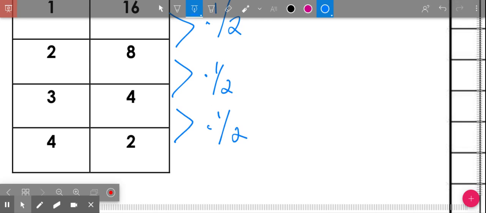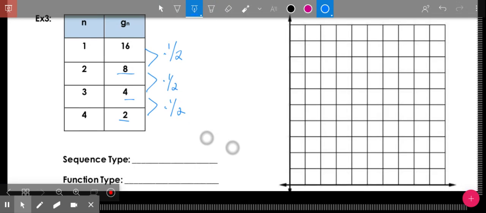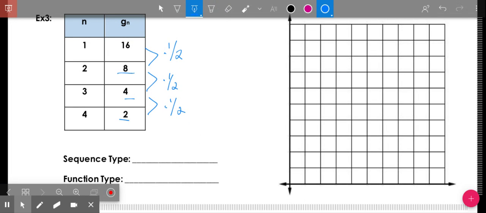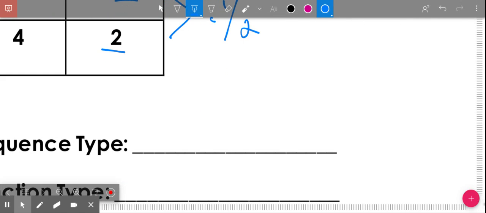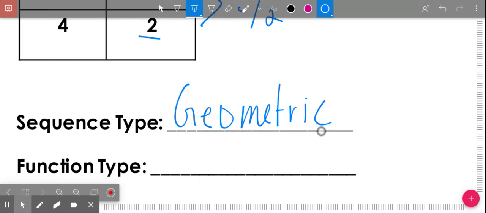Because think about it. Half of 16 is going to give me the 8. Half of 8 is going to give me the 4. Half of 4 is going to give me the 2. So looking at these, anytime we're multiplying by the same number, that's going to be geometric. And we said that anytime it's geometric, we know that that's going to be exponential. Those go together.